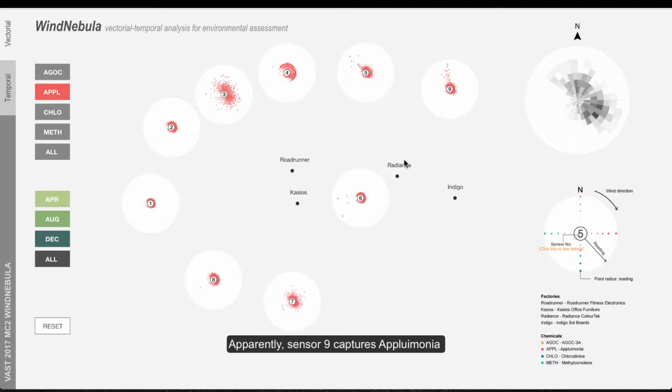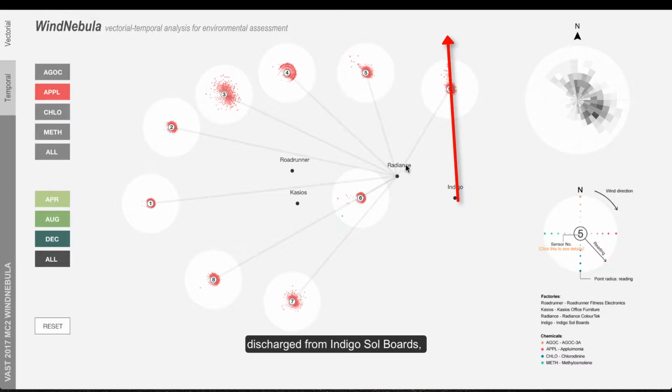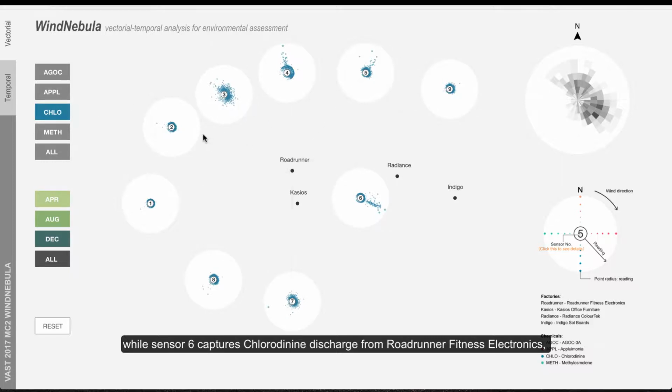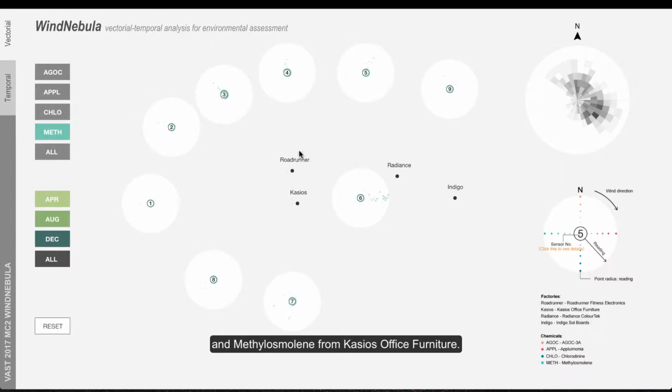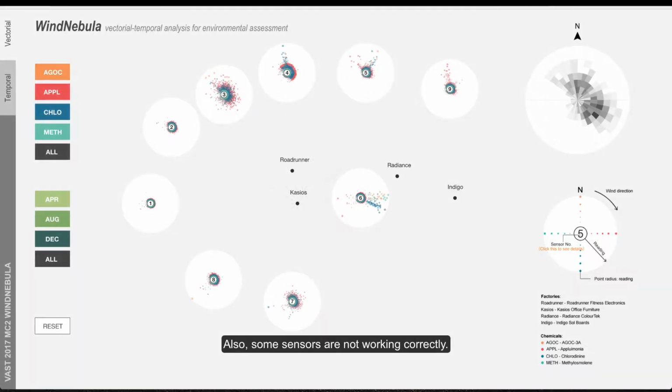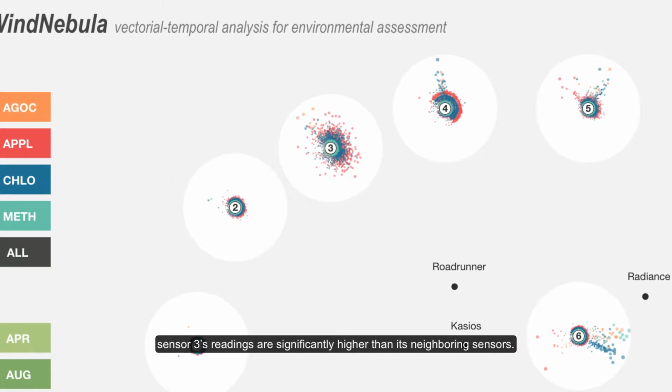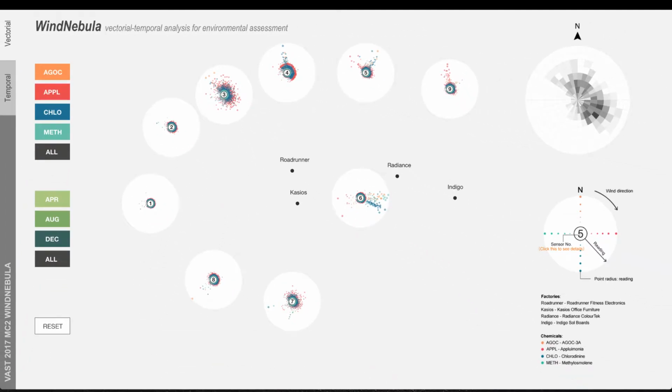Apparently, sensor 9 captures ammonia discharged from Indigo Sol Boards, while sensor 6 captures chlorine discharged from Roadrunner Fitness Electronics and methylamine from Kohsamui's Office Furniture. Also, some sensors are not working correctly. For example, sensor 3's readings are significantly higher than its neighboring sensors.